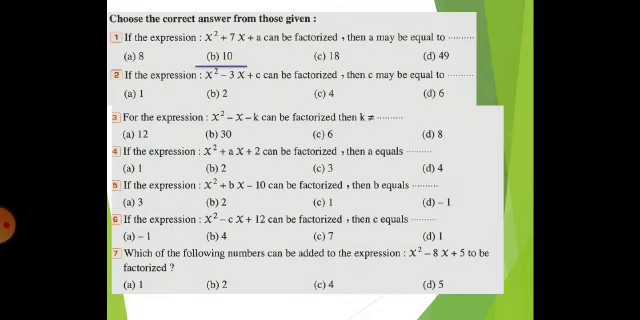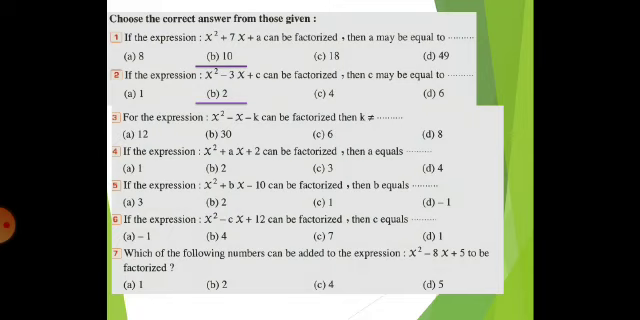Number 2. We want to find the two numbers whose product equals c and whose sum equals 3. 1 times 1 equals 1, and 1 plus 1 equals 2. 1 times 2 equals 2, and 1 plus 2 equals 3. So to factorize x power 2 minus 3x plus c, we can write x power 2 minus 3x plus 2.